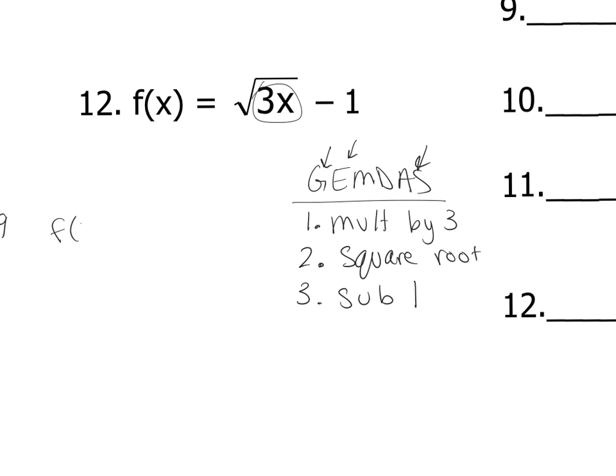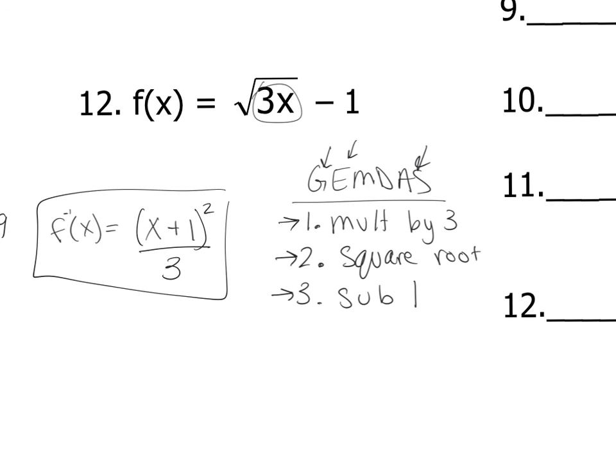So f negative 1 of x is going to happen when I take x, and I'm going to start at the bottom. Instead of subtracting 1, I'm going to add 1. Instead of square rooting, I'm going to square. Make sure you square everything. So we need to signify that with a parenthesis squared. And then instead of multiplying by 3, I need to divide everything by 3. There's the inverse for 12.